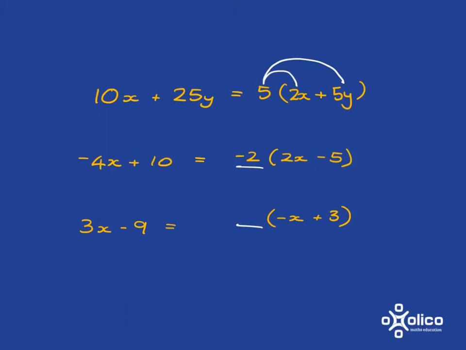And in the next one, we ask ourselves what multiplied by minus x is going to give you 3x as the answer. Well, there's obviously going to have to be a 3 in it, but 3 multiplied by negative x is going to give you negative 3x, and we want positive 3x, so we must put a negative with it. So negative times negative is positive. So let's just check by multiplying out. Negative 3 multiplied by negative x does give me 3x, and negative 3 multiplied by positive 3 does give me negative 9.